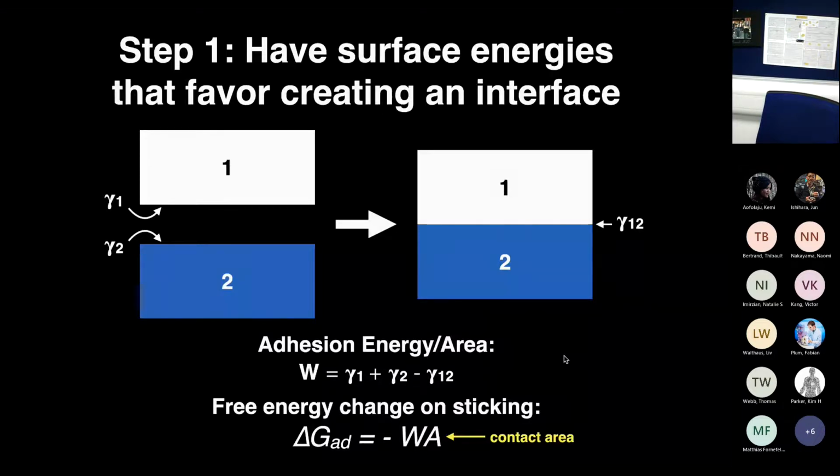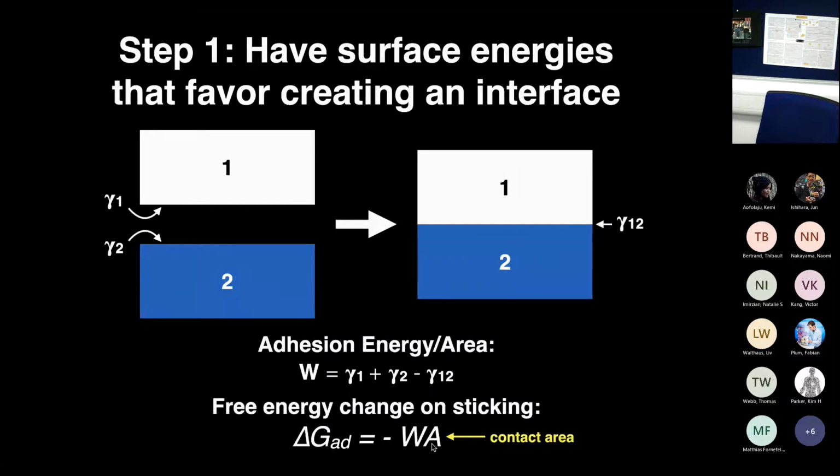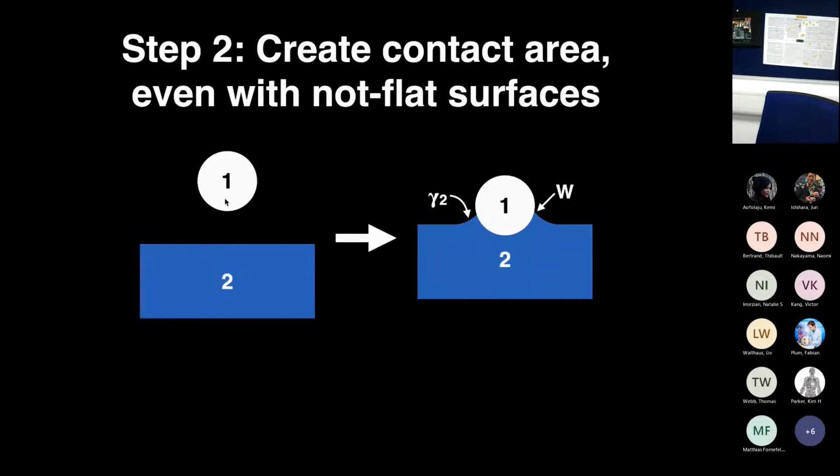The trouble is that in real life, most surfaces are not perfectly flat. I think physicists always like to draw perfectly flat shapes. We also like to draw spheres, so that's a good example of a shape that is not actually perfectly flat. In order to actually stick, you have to be able to create this contact area. And when your surfaces are not both perfectly flat, when you bring them together, you might or might not actually be able to do that.